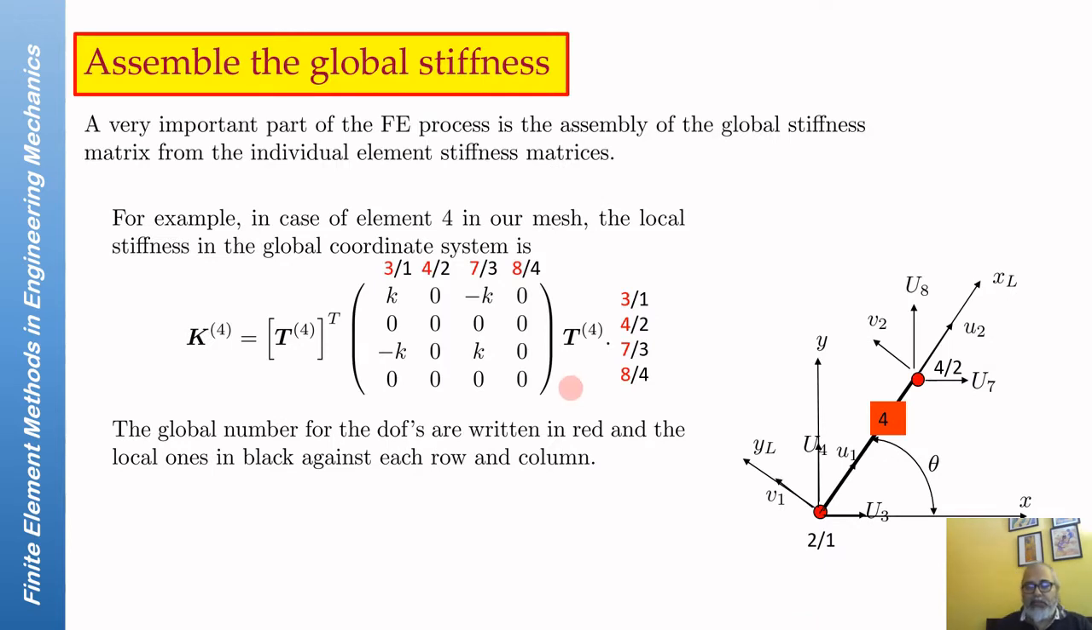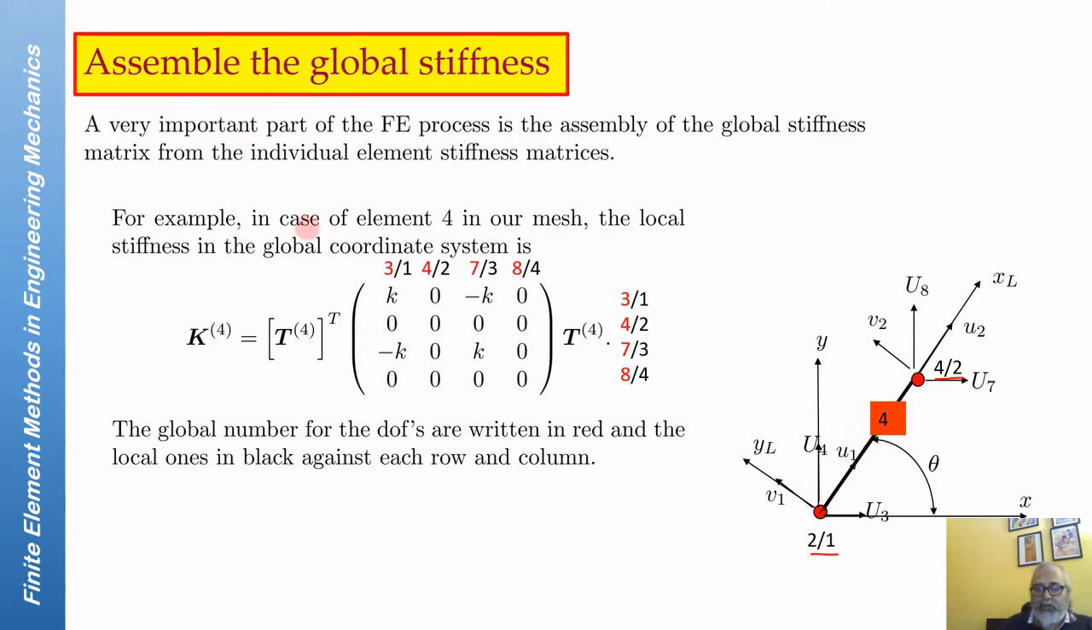Now let us imagine that we know the connectivity. So this is node number 2, global node number 2. This is global node number 4, associated with local node number 1, and this is associated with local node number 4. Once we know the global node numbers, immediately we know the global degree of freedom numbers. These are 3 and 4 and 7 and 8 for element number 4.